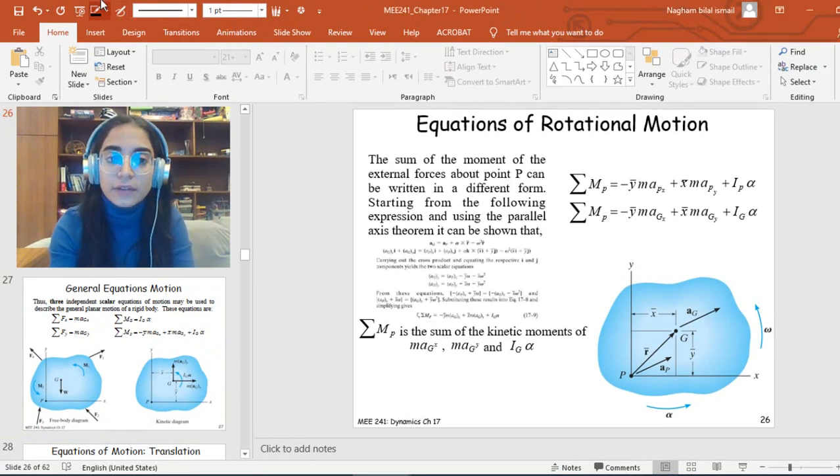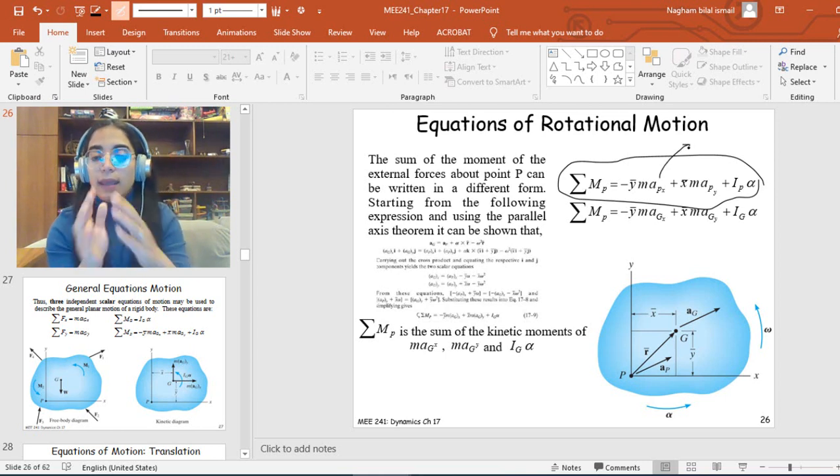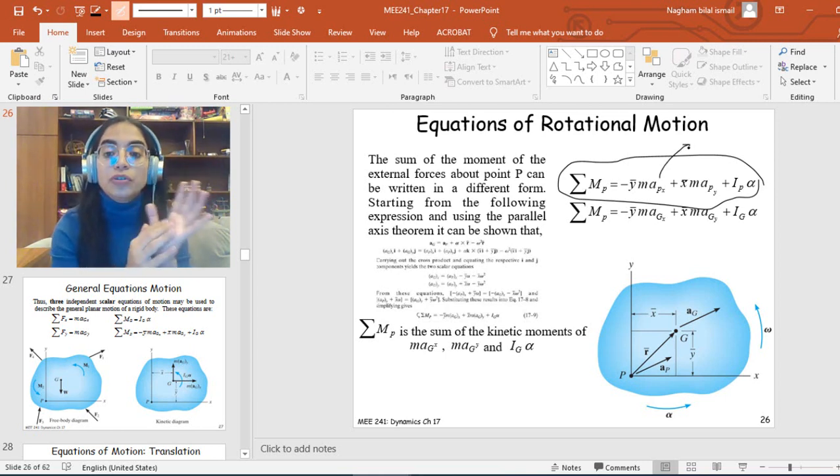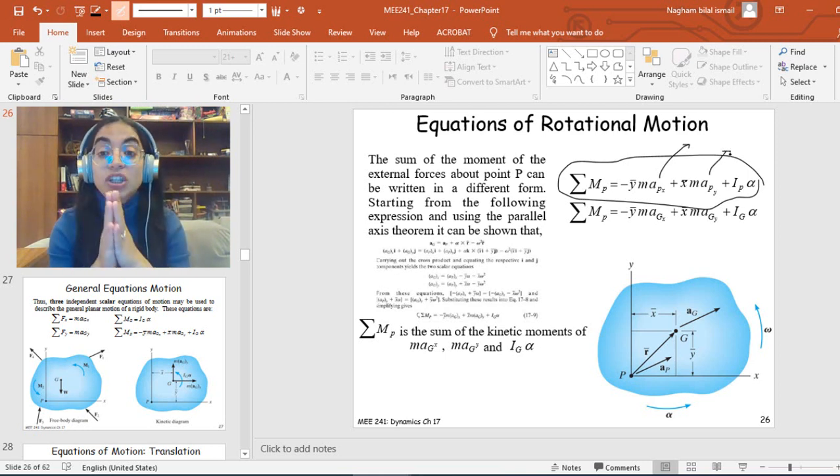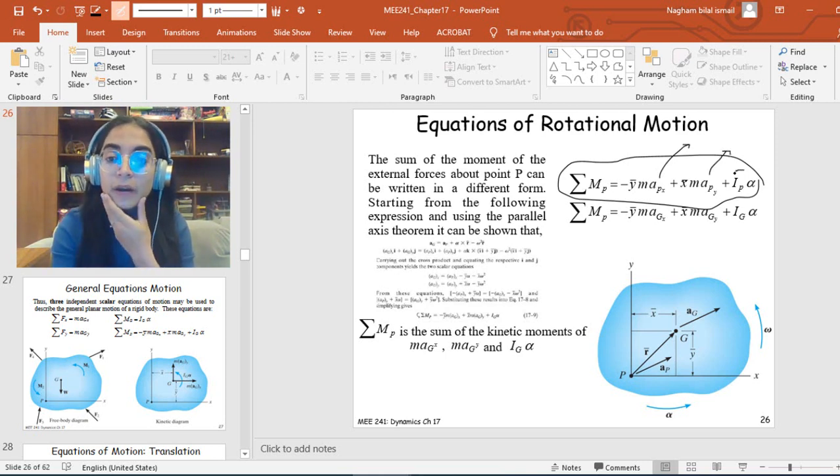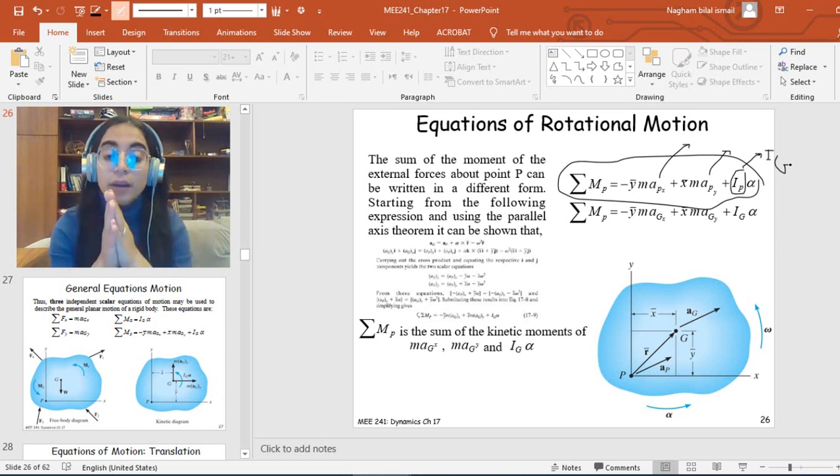Now let's go back to this equation. I know that the sum of moments around P will be equal to minus y bar m a_px plus x bar m a_py plus I_P alpha. And I want to replace a_px by its equation in terms of a_gx and a_py in terms of a_gy, and then replace I_P by its equation in terms of I_G using the parallel axis theorem.